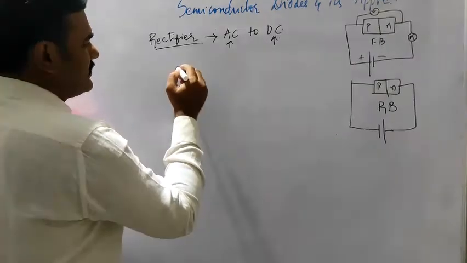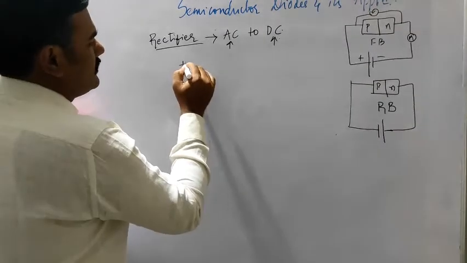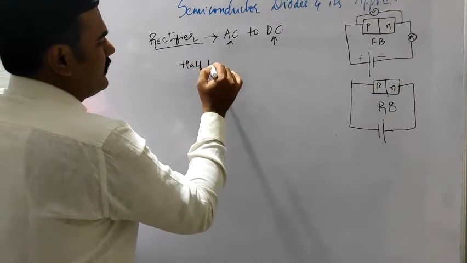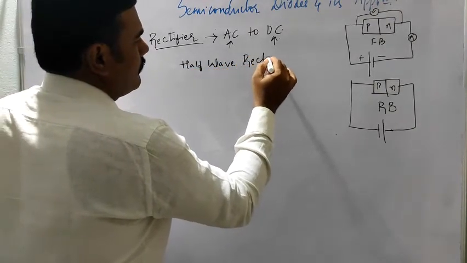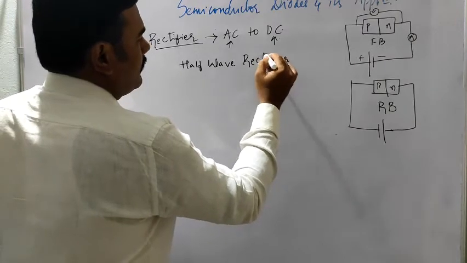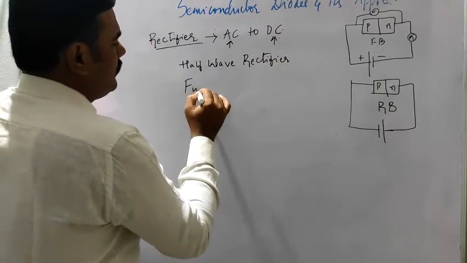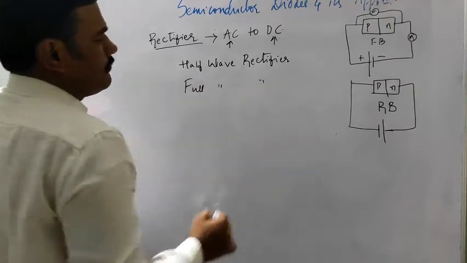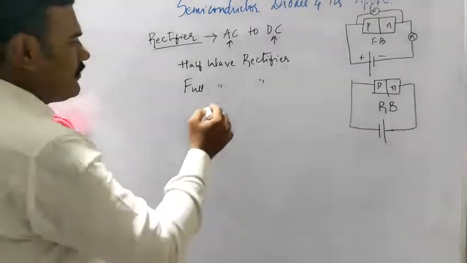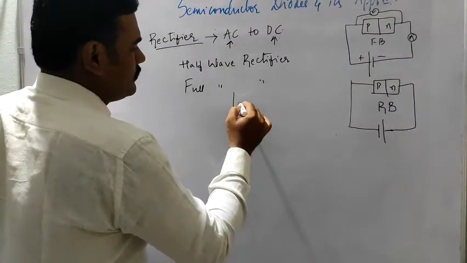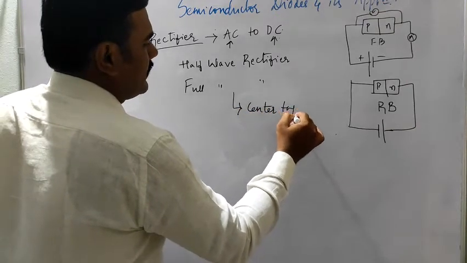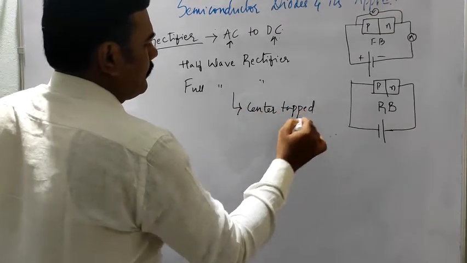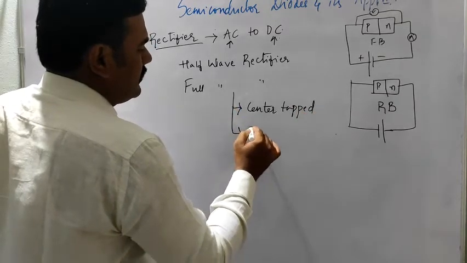Rectifiers are basically classified into two. One is half wave rectifier and one more is full wave rectifier. And this full wave rectifier is again classified into two. One is center tapped rectifier and one more is bridge rectifier.